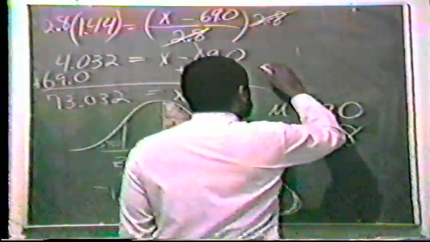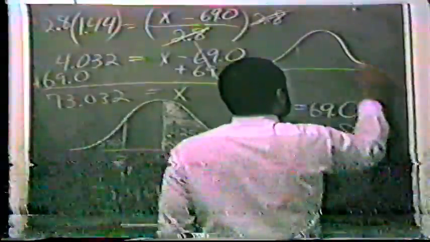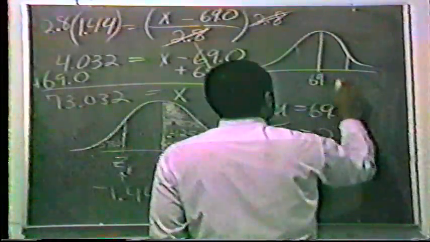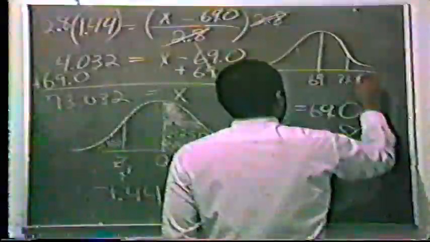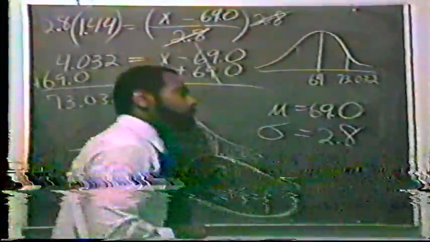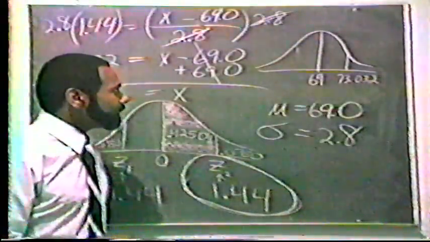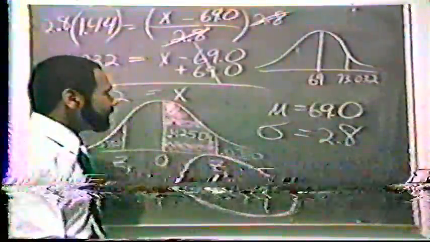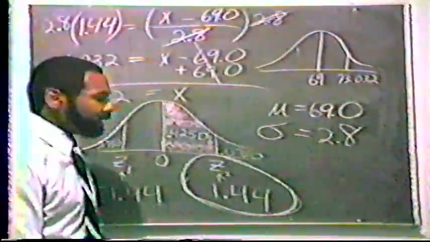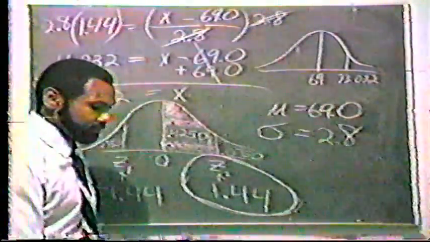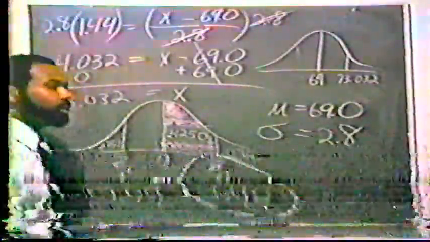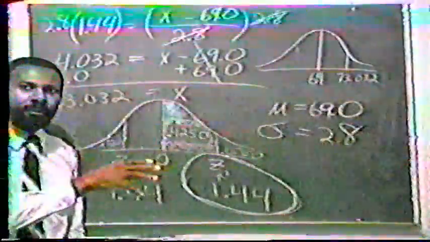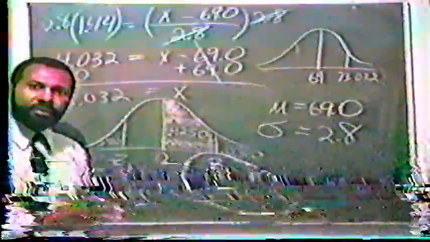So if we draw a little figure here of what we had originally, we would have the 69 in the middle, and on the right over here, we would have 73.032. So that's the number there that would be separating that 7.5%. That's the height of the tallest person that this manufacturing company would be serving. Now, we have found one of the raw scores that we needed to find. That's the maximum height of the individuals that this company will serve.